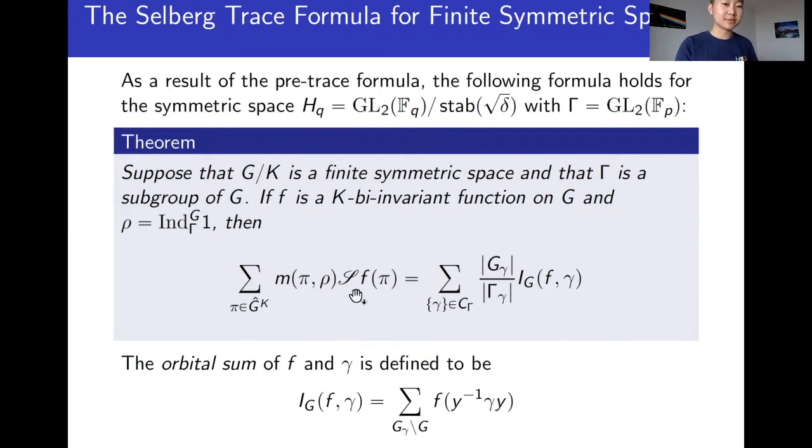So whereas in the pre-trace formula, we had the Fourier transform of F on this left-hand side, this time, because HQ is symmetric, we can just simply write the spherical transform of F, which is a little bit easier to work with than the Fourier transform. So this trace formula that Audrey Terras calls the Selberg trace formula for finite symmetric spaces, it now relates the spherical transform of F and the information about the irreducible representations to, on the right-hand side, information about the different conjugacy classes of G.